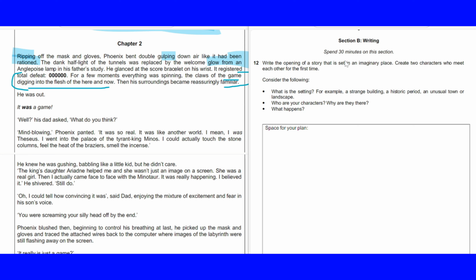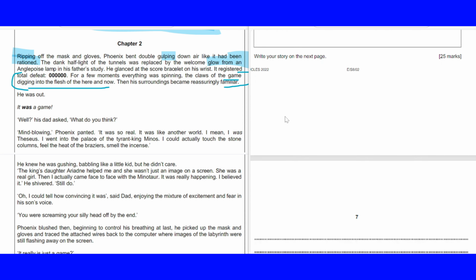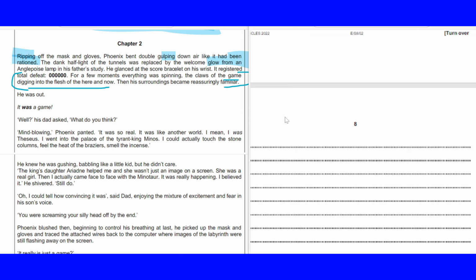Okay, now we are in question 12, Section B, writing. We need 30 minutes for this section, so try to finish Section A, reading comprehension, in 3 minutes. Write the opening of a story that is set in an imaginary place. Create two characters who meet each other for the first time. Consider the following: what is the setting, for example, a strange building, a historic period, or an unusual town or landscape? Who are your characters? Why are they there? What happened? So these are space for your plans, and also two full pages for your response.